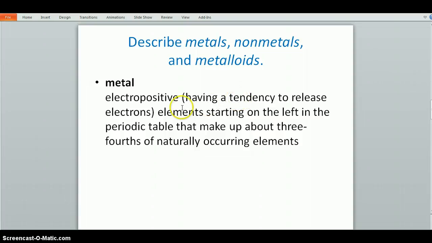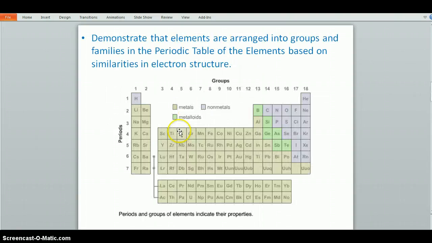And usually these elements are starting on the left, and they make up about 3/4 of the naturally occurring elements. So as you can see here, they start all the way on the left, and then they go forth, and there's only a couple that are located at the far right corner of the periodic table. So they're mostly on the left middle side.